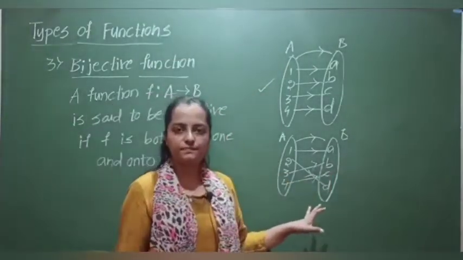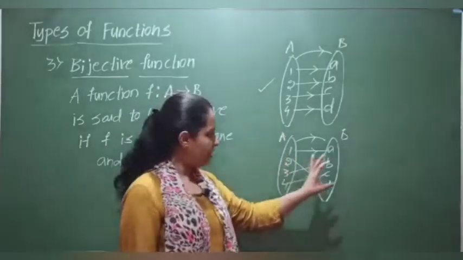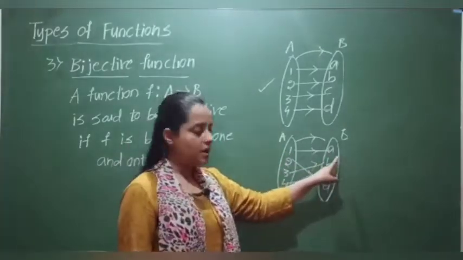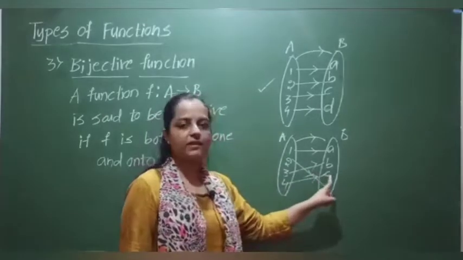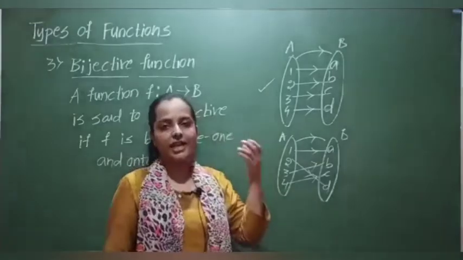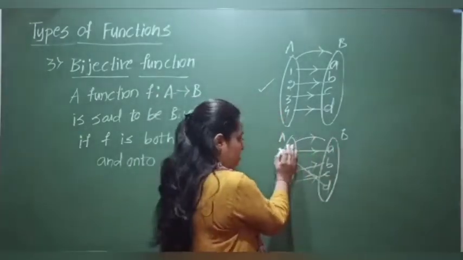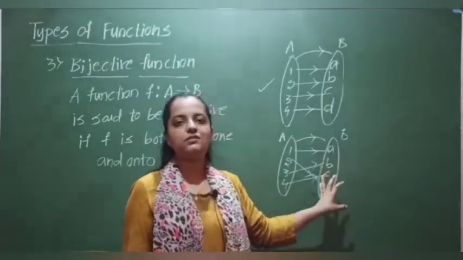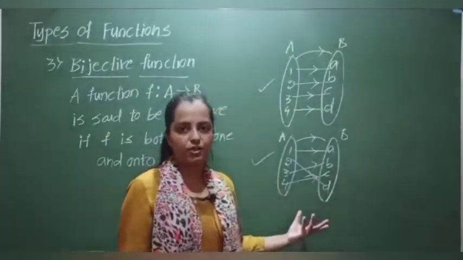Is it a one-one function? Yes, this is one-one because all the elements of set A have different images in set B: 1 has image A, 2 has image D, 3 has image B, 4 has image C. And is it an onto function? Yes, this is onto because all the elements of B have pre-images in set A, or range is equal to codomain. Therefore, this is one-one and onto, so this function is bijective.